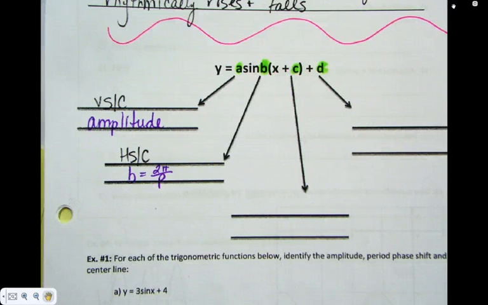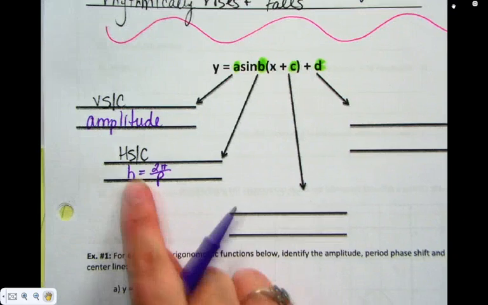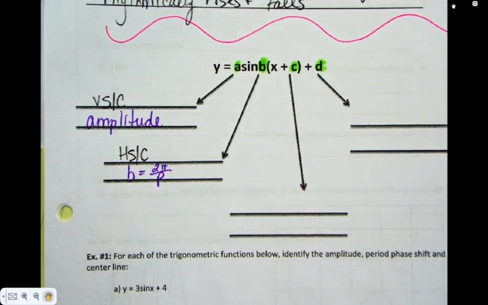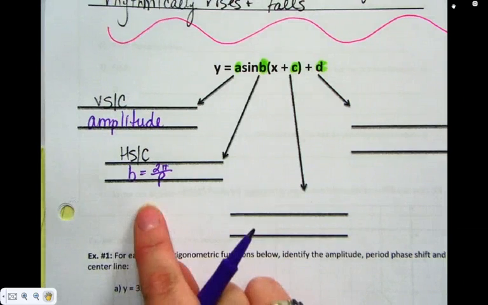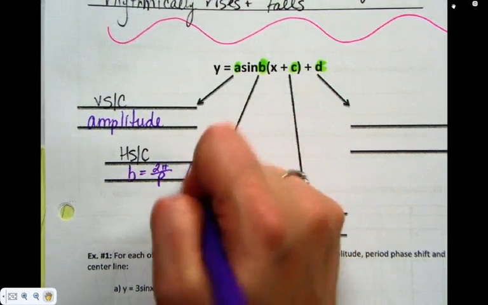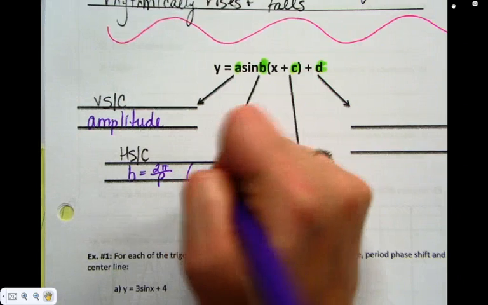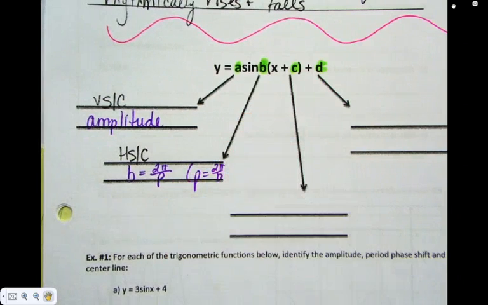Why would it be T? Only when you're dealing with time, but we won't always be dealing with time. I can actually switch these so we can have a second formula that says P is equal to 2 pi divided by B.